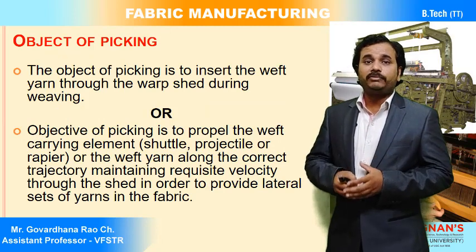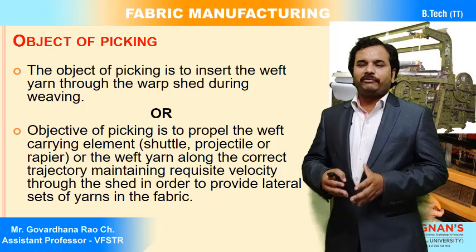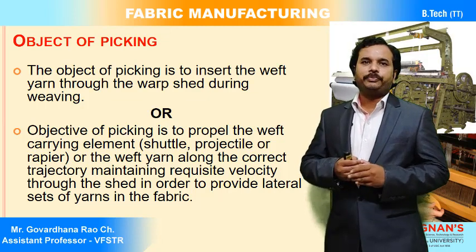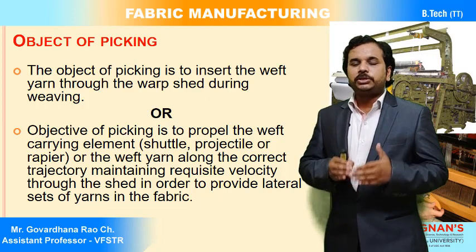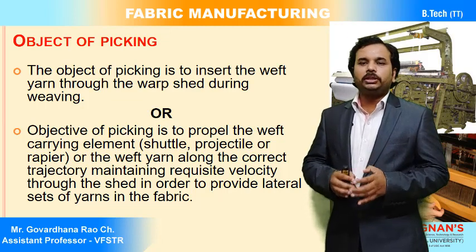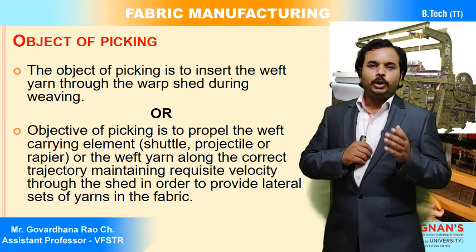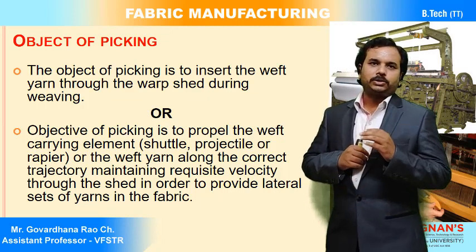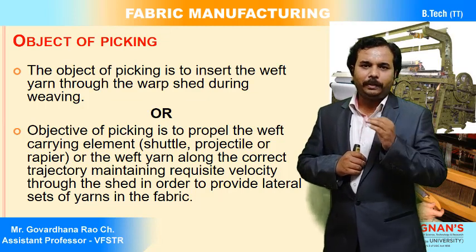Let us start with the objective of picking. The objective of picking is to insert the weft yarn through the warp shed during the weaving process. Already the warp shed is formed with the help of the shedding mechanism. So in the shed, the weft yarn has to be passed or inserted with the help of the picking mechanism.